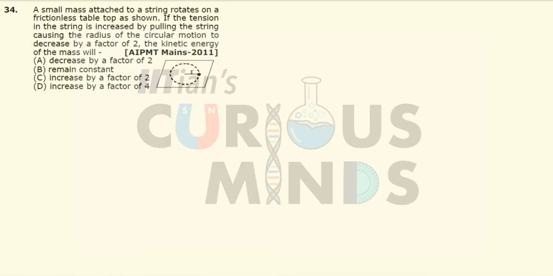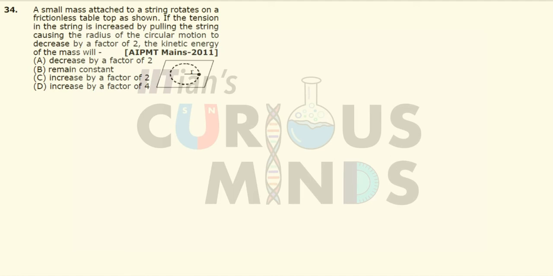A small mass is attached to the string and rotates on a frictionless table as shown. If the tension in the string is increased by pulling the string, causing the radius of the circular motion to decrease by a factor of 2, the kinetic energy of the mass will be... Okay, we have to calculate what will be the effect on the kinetic energy of the mass when the radius is halved.